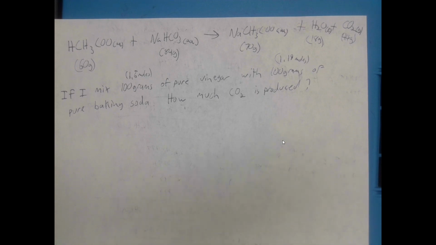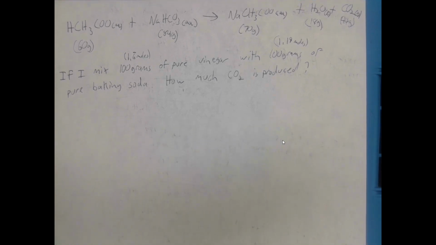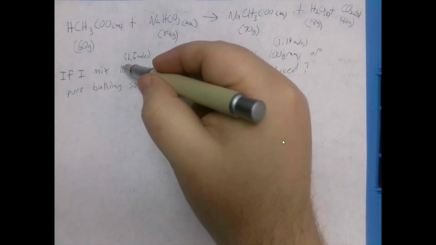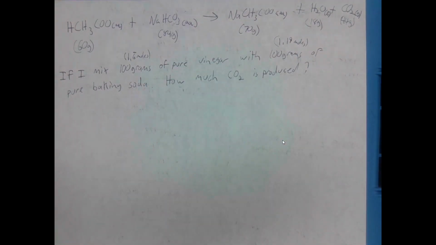But before you do that, we need to figure out what if I change this problem? What if I mixed 1 billion tons of vinegar with 100 grams of baking soda? How much CO2 is produced? Did the problem change at all? No. Maybe.